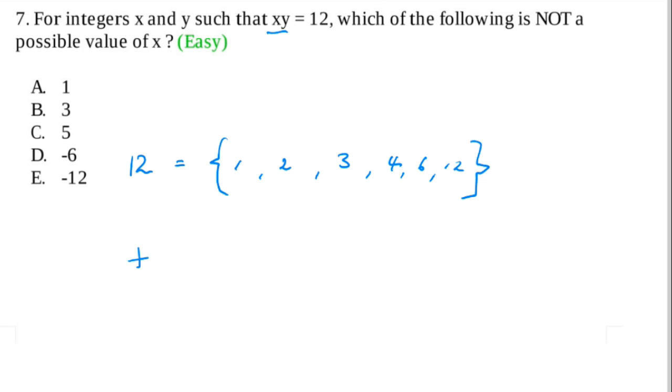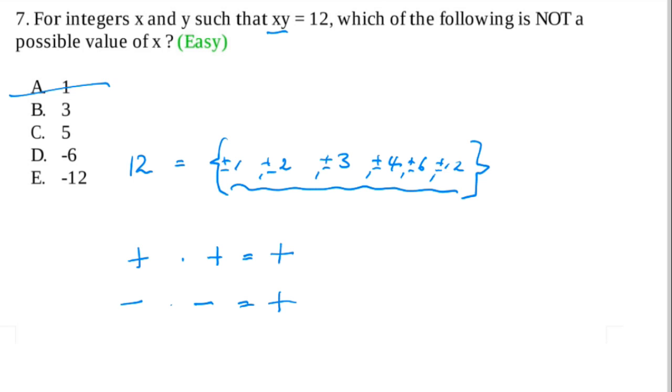But just a reminder that a positive number times a positive number will be a positive number, but also a negative number times a negative number will also equal a positive number. So in essence, all the possible factors are plus or minus. They can either be a positive number or a negative number. So these are our possible values, and let's go down the list of answer choices.